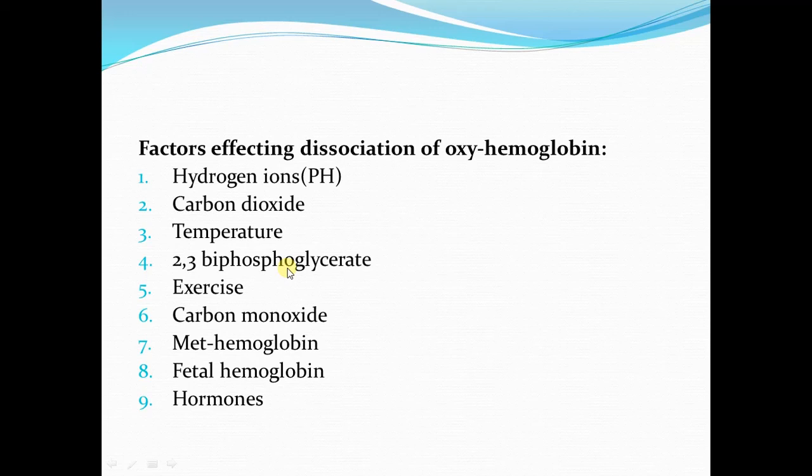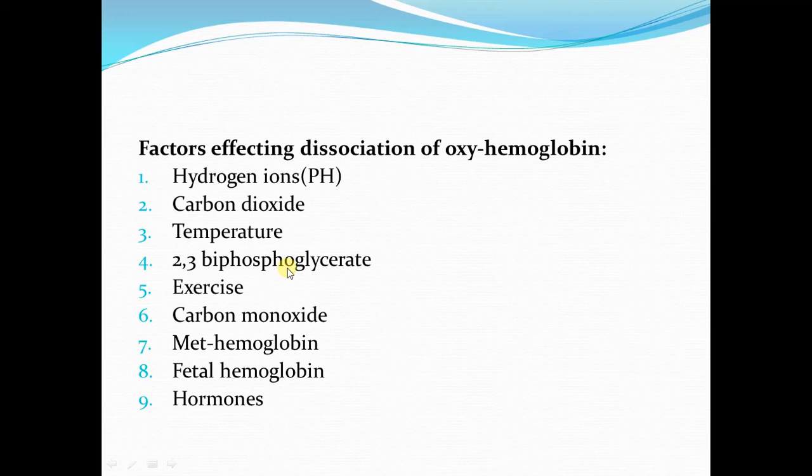So hypoxia is a very important stimulant for the formation of 2,3-biphosphoglycerate. Then there are certain hormones which also stimulate the formation of this compound present within the RBCs. These hormones include the thyroid hormone, growth hormone, and testosterone.